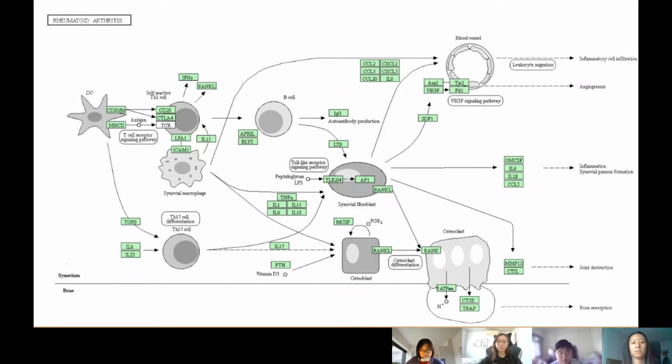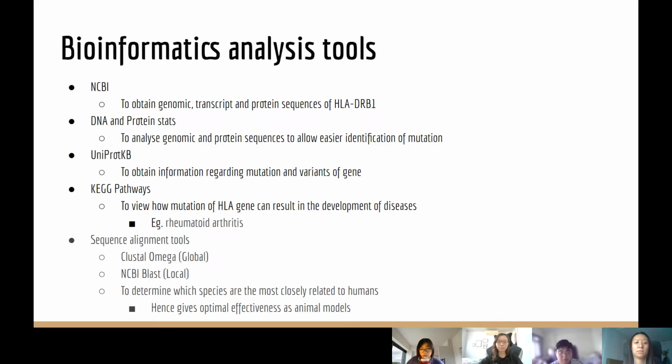So for bioinformatics analysis tools that we used, firstly we used NCBI to obtain all the sequences. After that, we did DNA and protein statistics to analyze the target genome and protein. Next, we used UniProt, which was to obtain information regarding the variants and mutation sites of the gene, and KEGG pathways allow us to view how the mutations will cause an immune response. Finally, both Clustal Omega and NCBI BLAST tools were used to compare the sequences of human HLA-DRB1 genes to the sequences of various species.